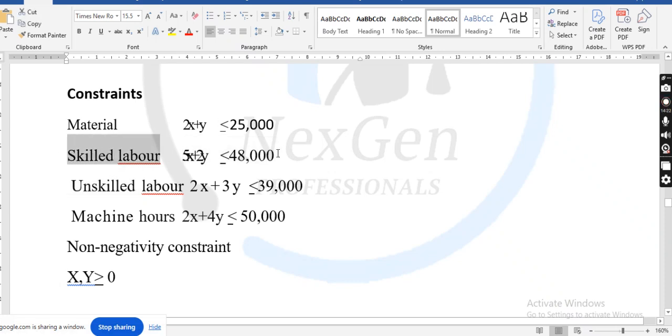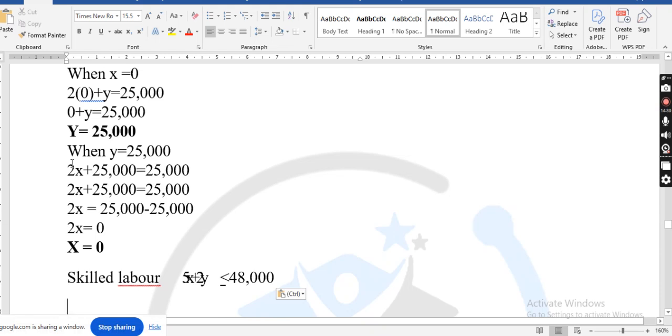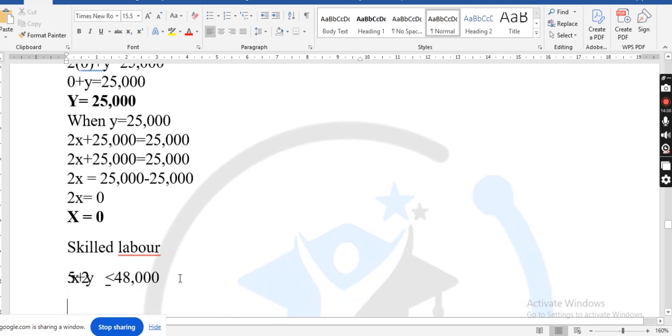This is skilled labor. So let me quickly copy this. You change it to equals, this is equal to 48,000.